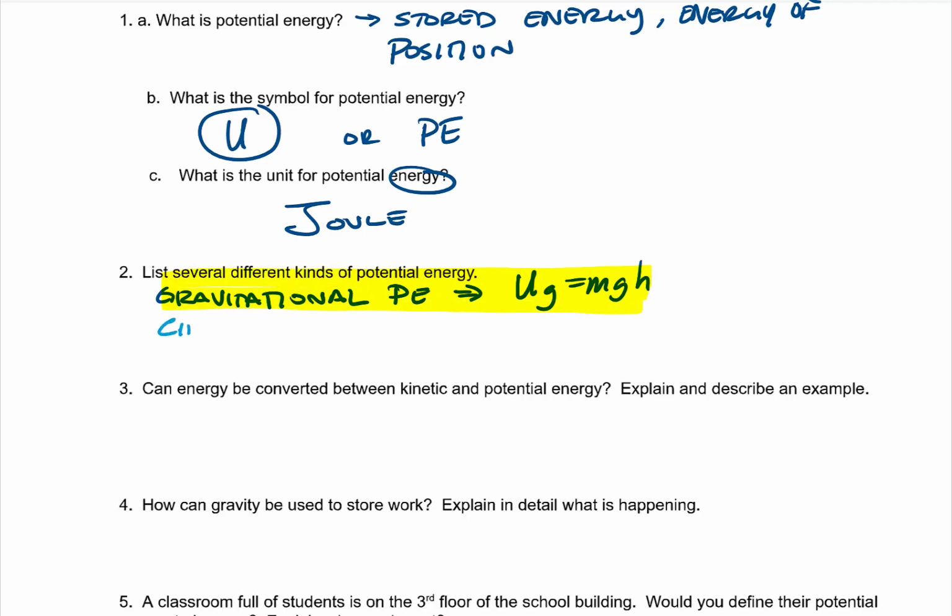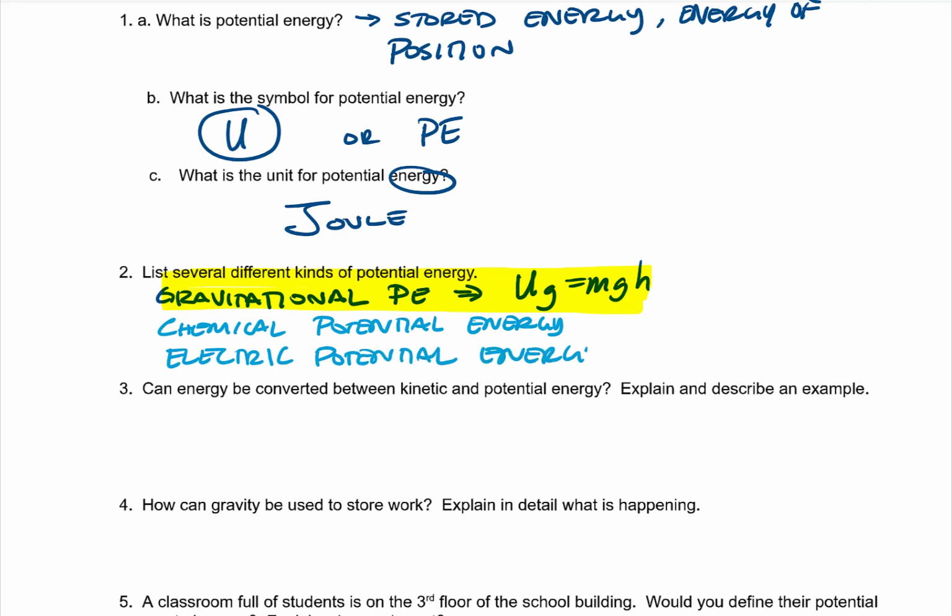There's chemical potential energy. That's stored energy in the bonds of molecules. We have electric potential energy. Electric potential energy has to do with moving charges away and near each other. So, those are three big kinds. I'm sure there are more that you can think of.